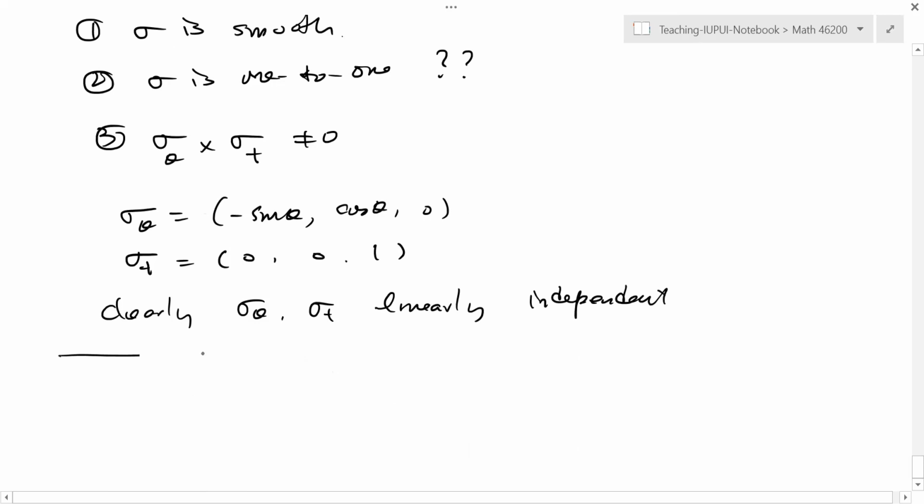I can do the following. I let sigma 1 be sigma restricted to theta from 0 to pi.